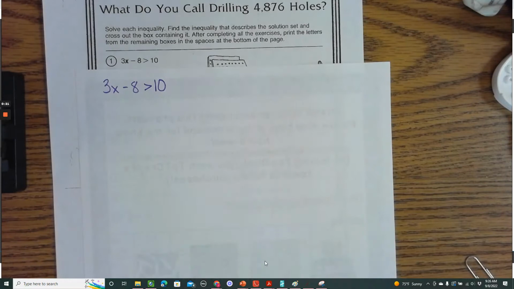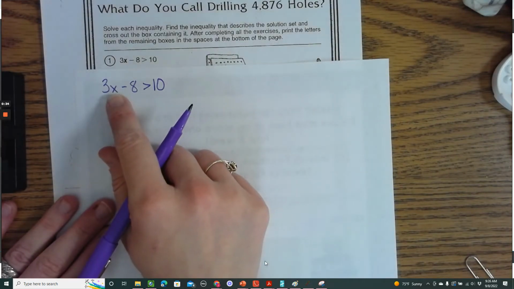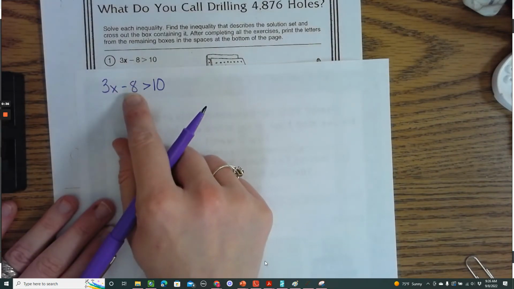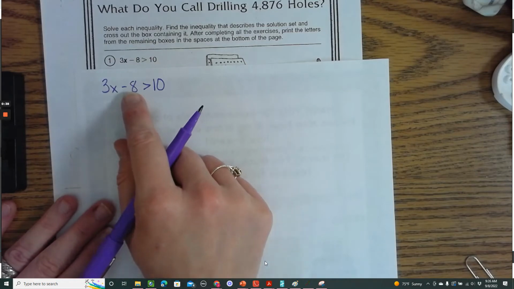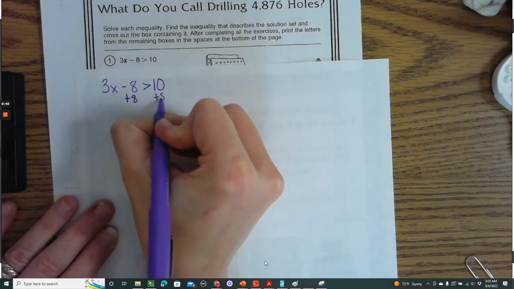We solve these the same way we do an equation. Get rid of the addition and subtraction first, then get rid of the multiplication or division. So the first thing I need to do here, and remember, name of the game, get everything away from x. So here I've got a minus 8. That has to go first. Remember, we do the opposite. So we add 8 to both sides.